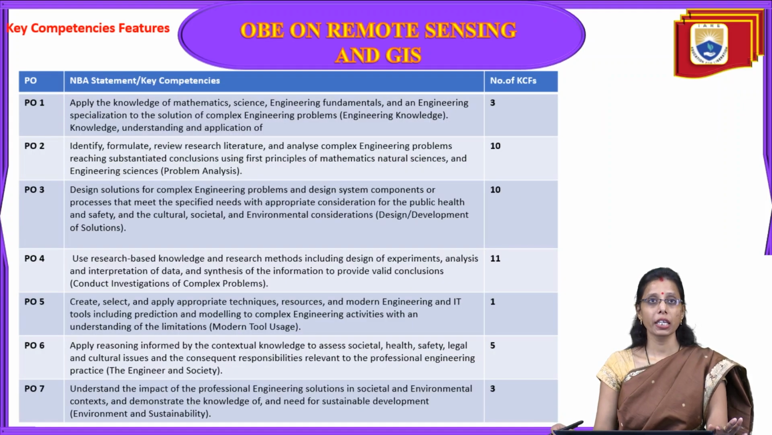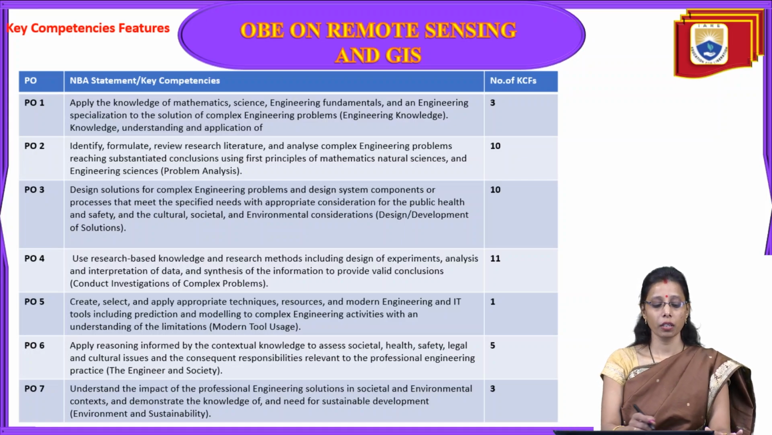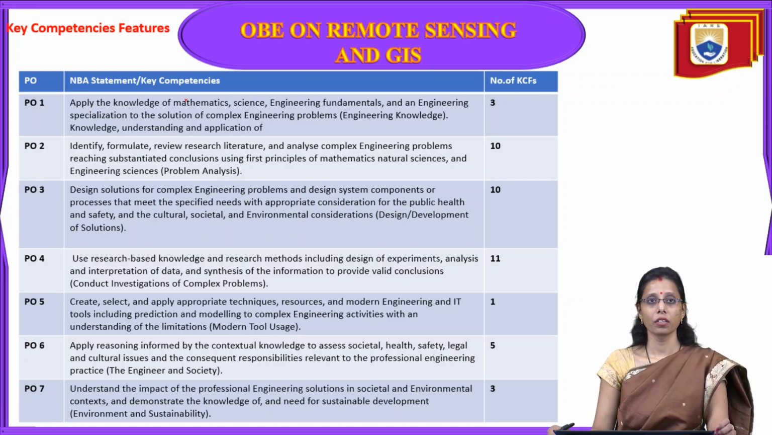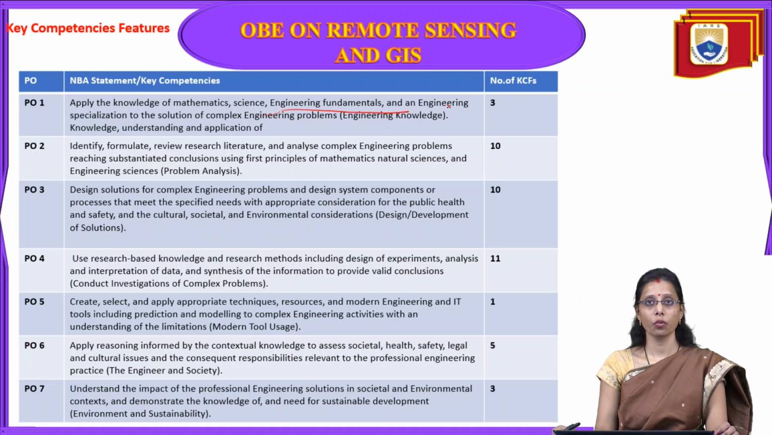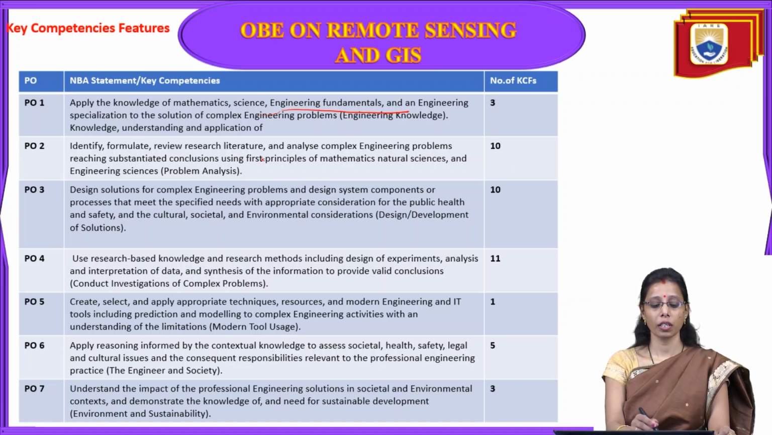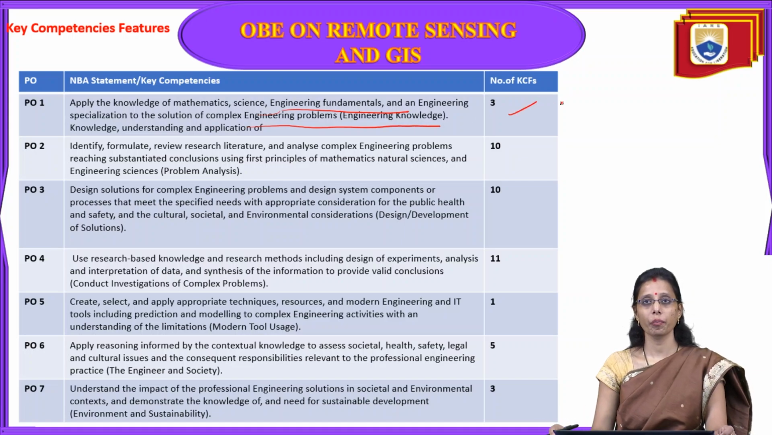So when you are talking about key competencies, as I told you before, each PO has some key competencies. When you talk about PO1, as we have seen in the previous slides, each PO has different competencies. The first one is to apply the knowledge of mathematics and science. This was about PO1, where the key competency specialization is for the solution of complex engineering problems, and the number of key competencies is 3.